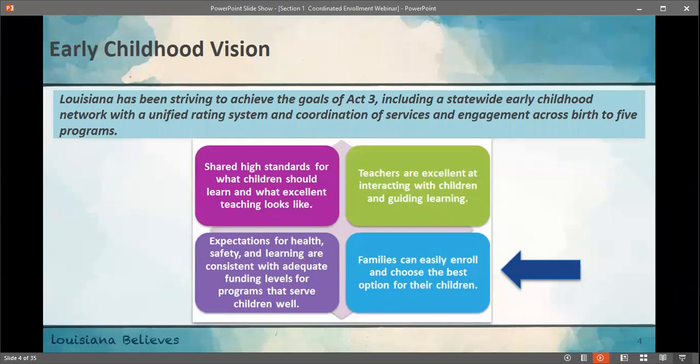So we just wanted to kick it off and remind you that this is really important work and that it's absolutely embedded in the overall vision for early childhood in our state.